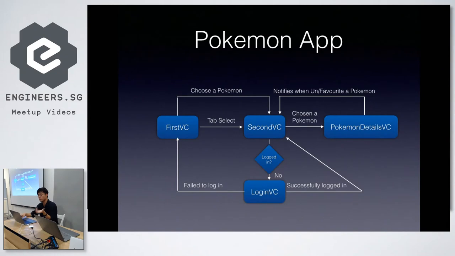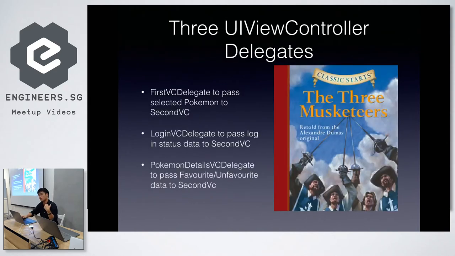Then we will realize that the second view controller is actually a central part of dealing with almost anything. So let's say we are trying to do direct navigation or transitioning code, what do we need? There are three things we need, which are the three UIViewController delegates. First, we need a first view controller delegate to pass a selected Pokemon to the second view controller. Second, we need a login view controller delegate to pass the login status back to the second view controller. And then we have the Pokemon details view controller delegate to pass the favorite or unfavorite data back to the second view controller.